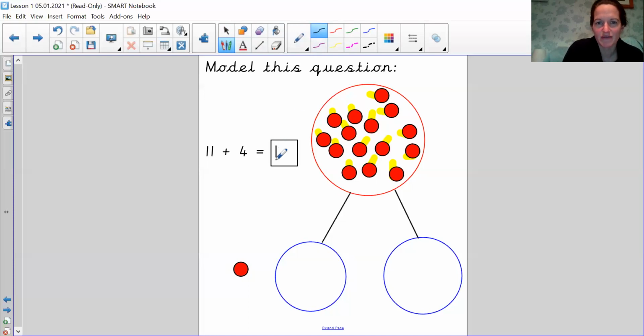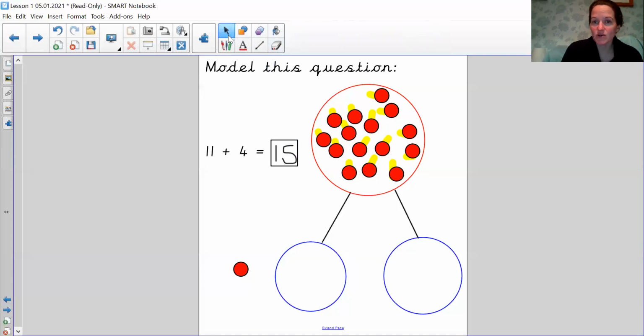And Mrs. Savage is going to try and write in the box with the pen on my computer. Whoa, not too bad. So we have 15. So you could also have started with 11 in your head and counted on 12, 13, 14, 15. But when we do our adding, we take part plus part and we equal our whole. So we could say 11 plus 4 equals 15.